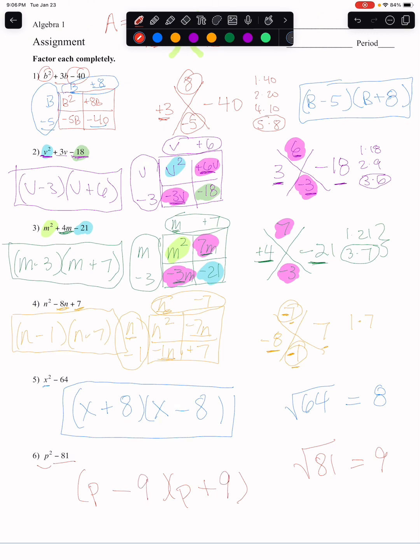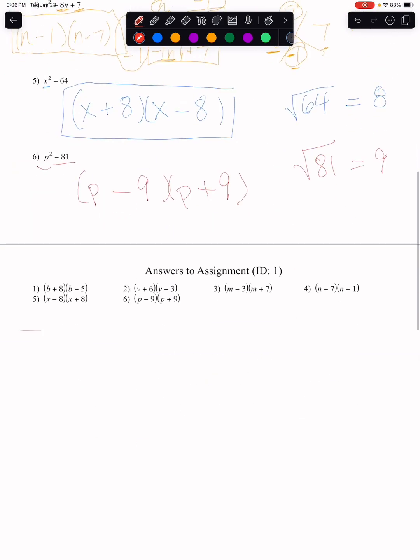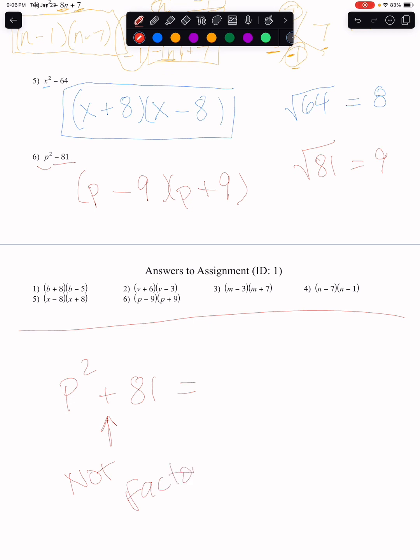There is one exception to this rule, though. Those are answers. Let's pretend this was p squared plus 81, like the one we just did, but there's a plus sign right here. Not factorable. So that means anytime there's a plus sign there, you're done because it's not factorable.